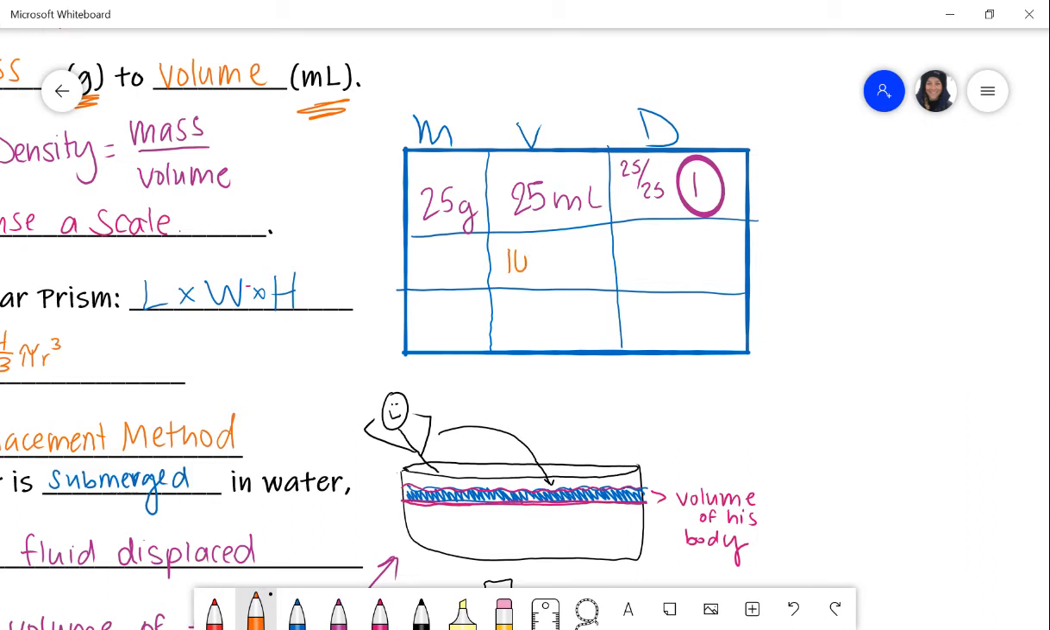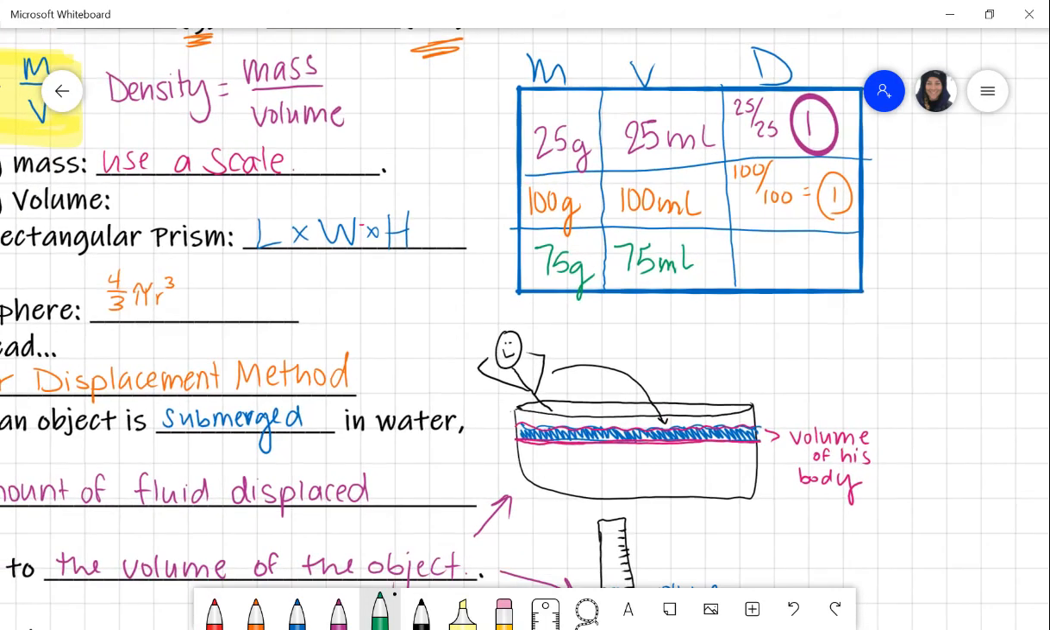Let's say we put 100 milliliters of water in a graduated cylinder, and then we put that water on a scale. We would expect the water to weigh 100 grams. So again, we would do 100 divided by 100, mass divided by volume, which gives us a density again of 1. Let's do one more, and I'll leave it blank for you this time. Let's say you had a 75 gram sample of water that filled up to 75 milliliters on the graduated cylinder. What would you expect its density to be?